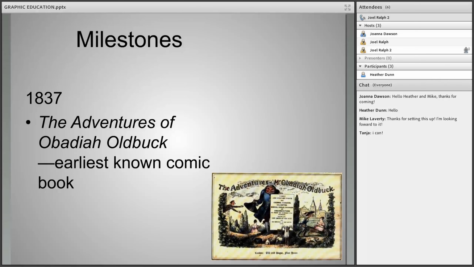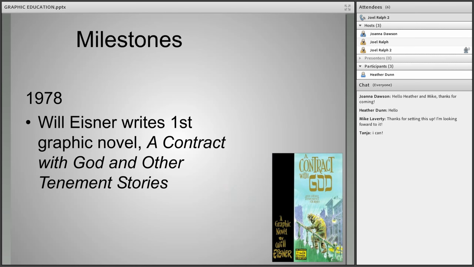Some milestones for you, and you can read it here, so I'm not going to dictate everything to you. The earliest known comic book, and we're not talking about wall paintings or anything here, is The Adventures of Obadiah Oldbuck, in 1837. The first coined graphic novel, as I mentioned, was A Contract with God and Other Tenement Stories, in '78.